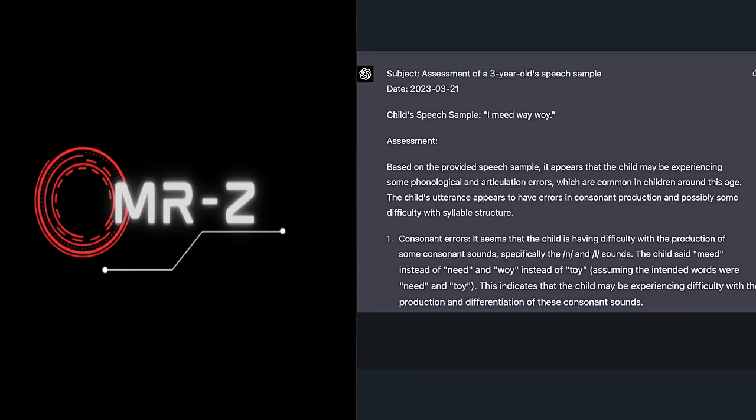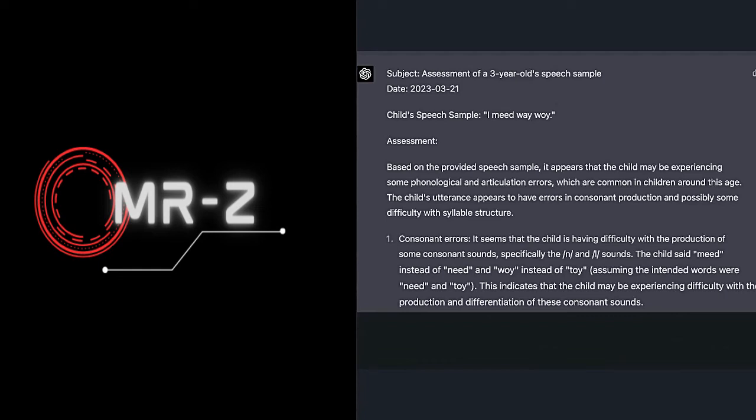So what does ChatGPT say? Well, you notice first off, its output looks like a report. It says subject assessment of a 3-year-old speech sample, child speech sample, "I need way woy," it has it in quotation marks, and it says assessment.